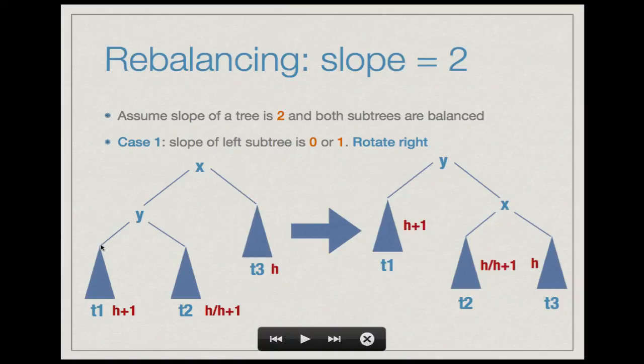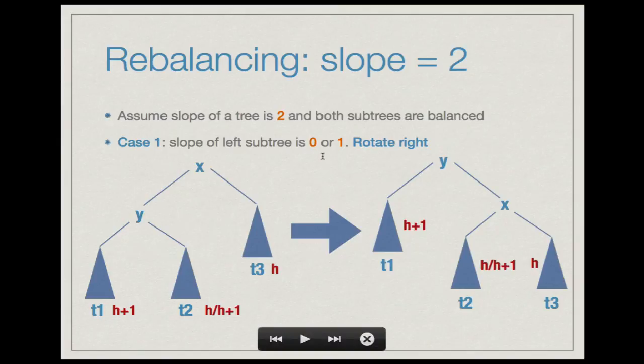If the height of t1 were smaller than the height of t2, then the slope of the tree rooted at y would actually be -1. Since we say that the slope of the left subtree is 0 or 1, it has to be the case that t1 is of height h plus 1 and t2 is of height either h or h plus 1. This is the scenario, in which case all we need to do is rotate right. This brings y up to the root, it brings x down to be the right child of y, and it shifts t2 from being the right child of y to the left child of x. Everything else is unchanged.